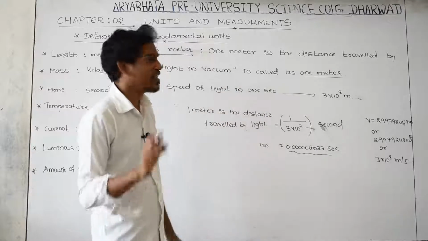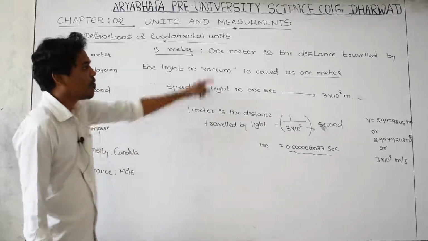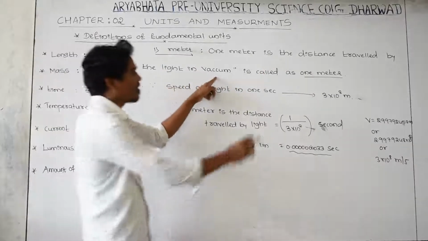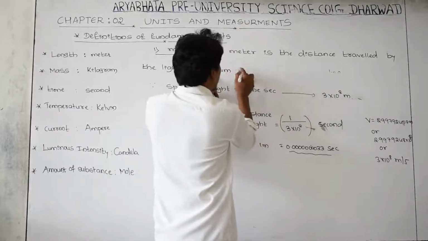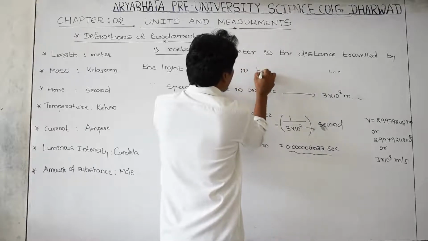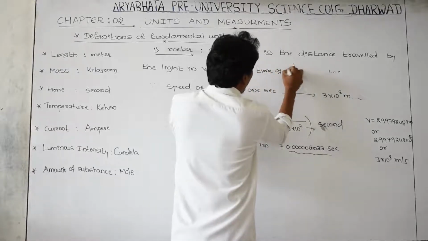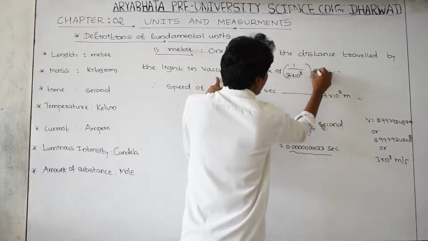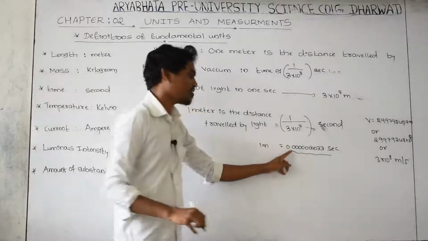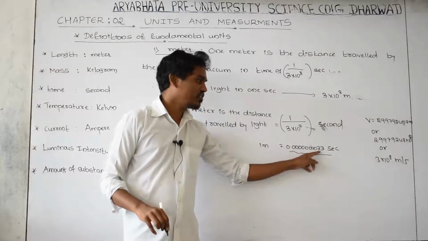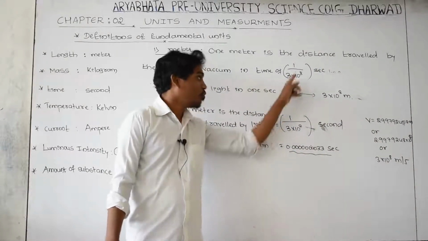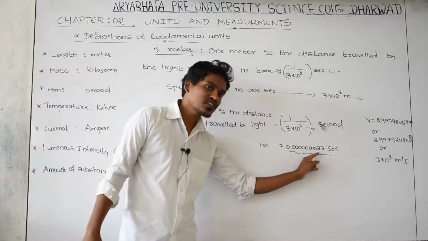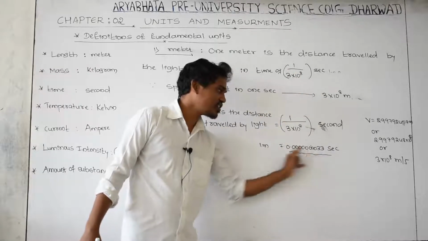Therefore, the definition is very perfect, and it indicates that 1 meter is the distance traveled by light in vacuum in the time of 1 by 3 into 10 to the power 8 second, or a time you can take as 0.333 into 10 to the power of minus 8 second. If you obtain the value, this much time.